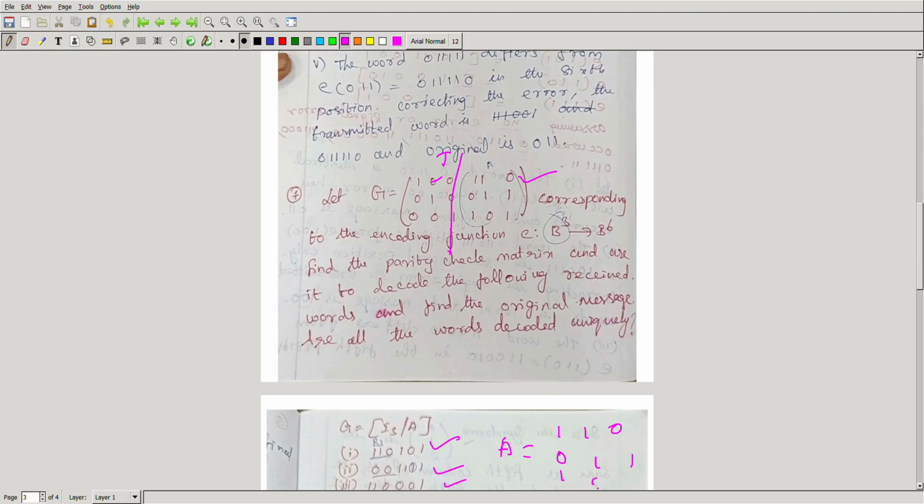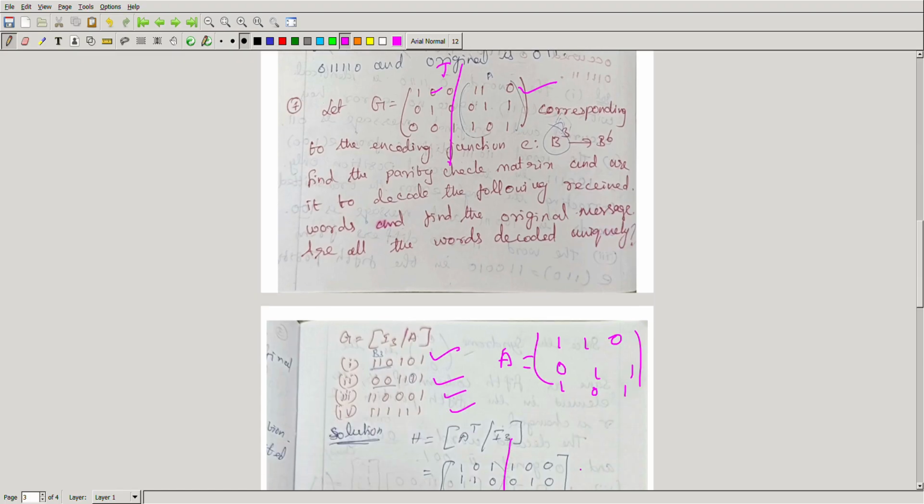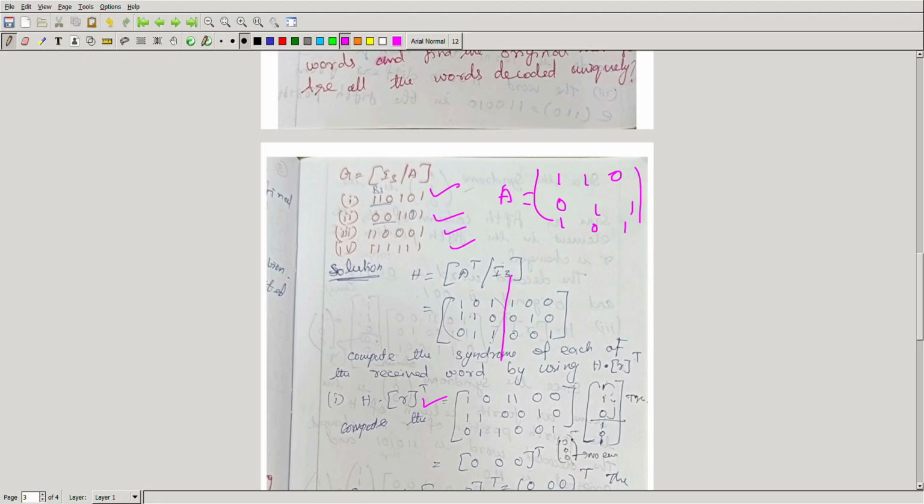110, 011, 101. This is the A matrix. From this A matrix, how to find this value? Find A transpose. A transpose means just converting rows into columns and columns into rows. The first row is converted to the first column, 110, the second row is converted to the second column, and the third row is converted to the third column. Now you have the formula for finding the original message from the generator matrix.